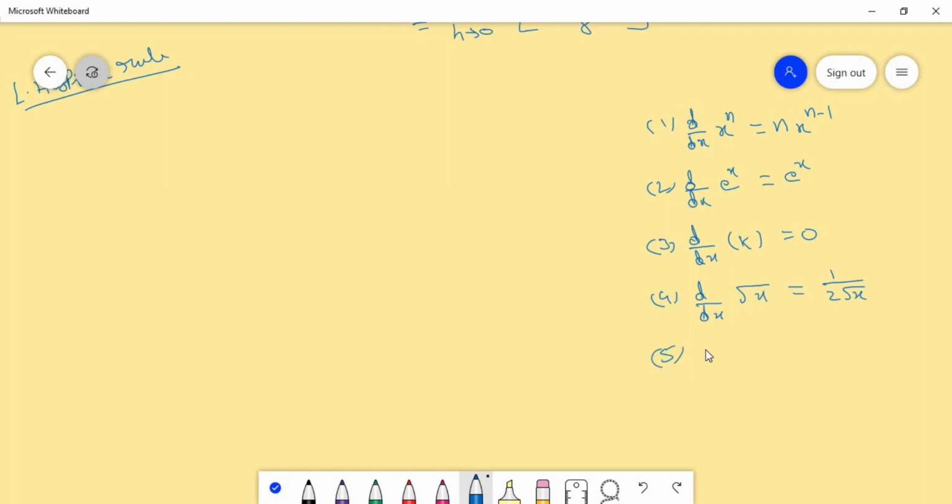Fifth one, d by dx of sin x is equal to cos x. Sixth one, d by dx of cos x, which is equal to minus sin x.